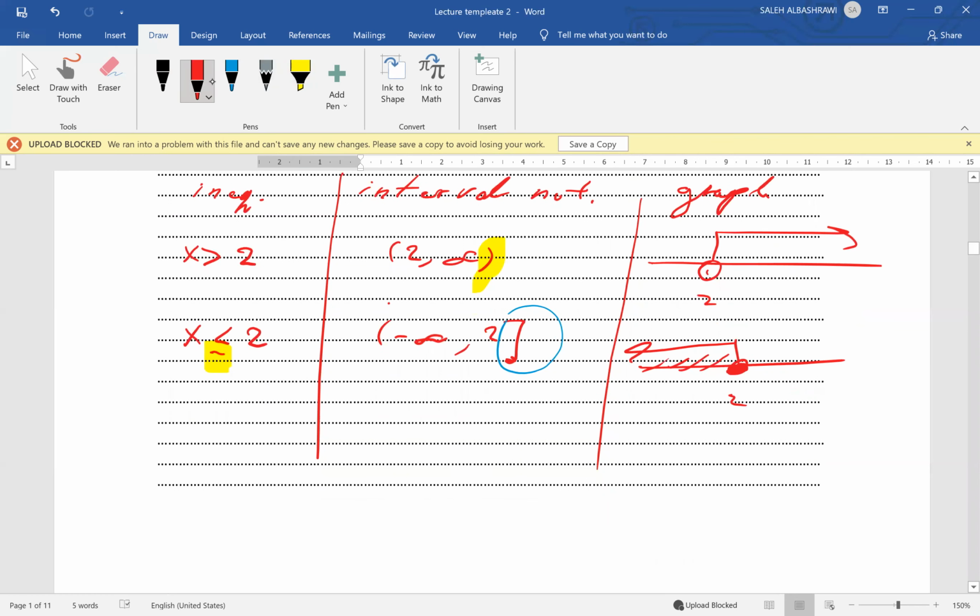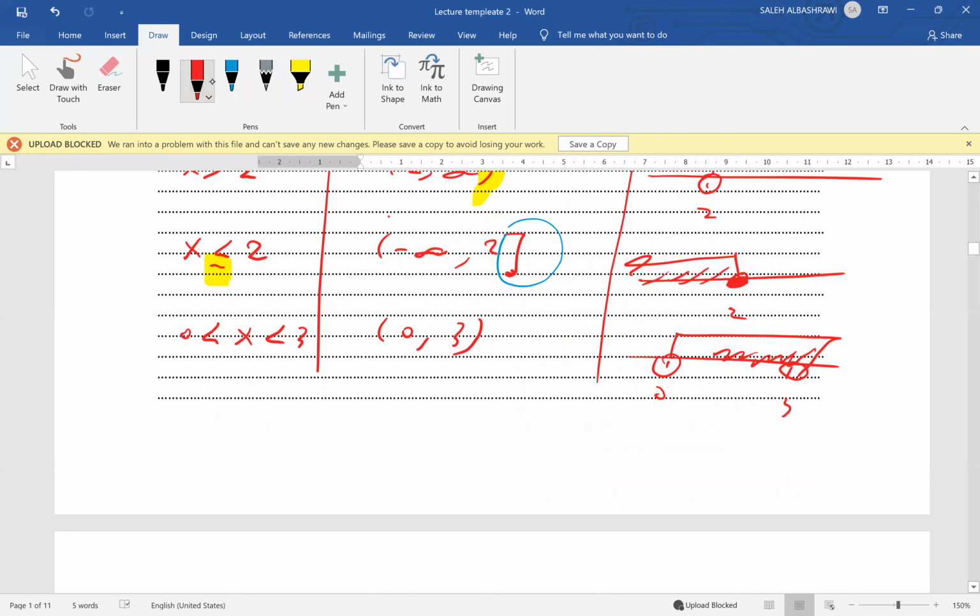If I have, for example, 0 less than x less than 3, this will be an open interval from 0 to 3, and the graph will be 0 and 3, open and open. This is the solution for this inequality. These are just different intervals or different notations to write the solution of the inequality. Let's apply these to some examples.